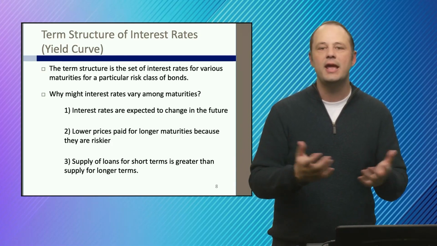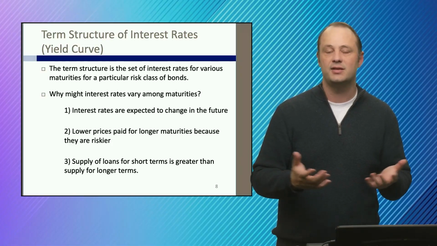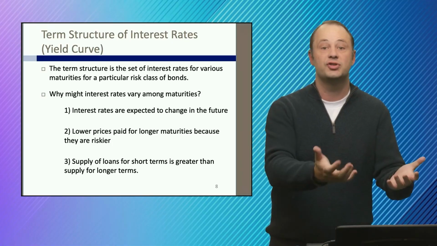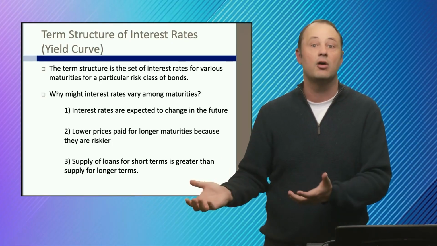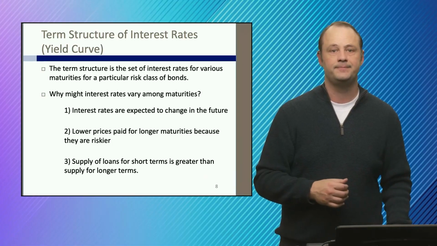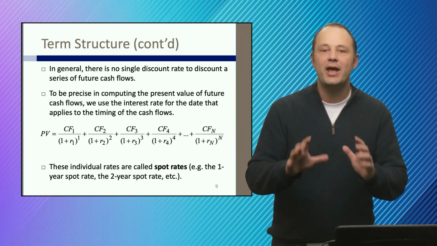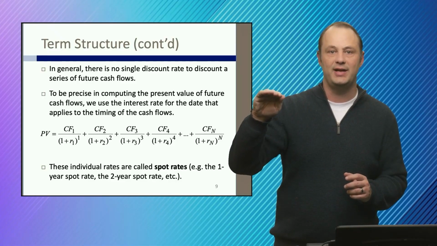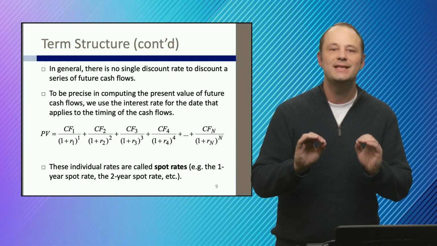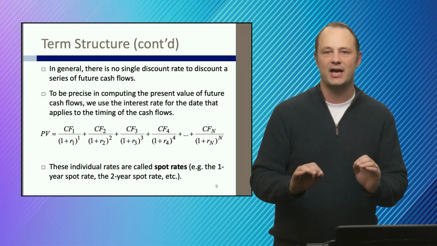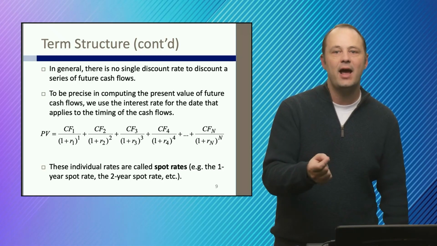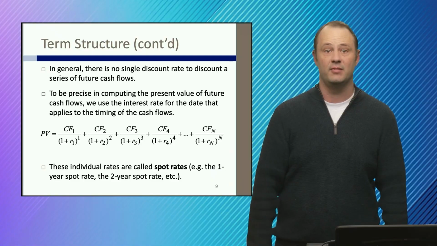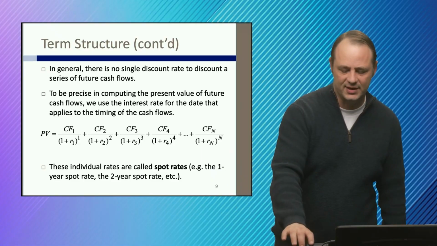And then finally, you can get variation in interest rates across maturities just from supply. Okay, so if there's a larger supply of short-term loans versus long-term loans, for example. Okay, in general, though, the important takeaway from thinking about a term structure of interest rates is that there is no single discount rate for a series of future cash flows. There's nothing that says the discount rate for the cash flow 1 period from now, 2, 3, 4, 5, 6, has to be the same. Okay? Let's take a look at the slide.